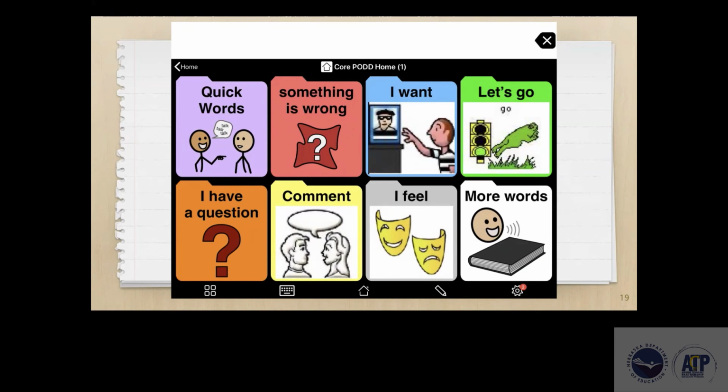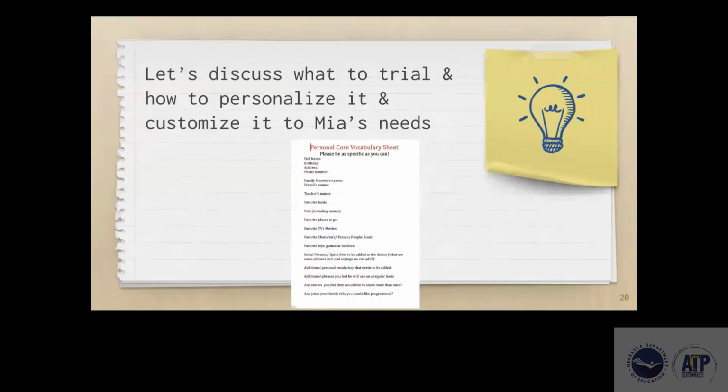So you walk through and you say, is it a quick word? If they say nothing or say no, you go to the next one. Is something wrong? They don't say anything, you go to the next one. Are you telling me it's something I want? And then you could press I want. And if they say yes, or they respond that way, you press I want, and then it goes to the I want page, and you do the same thing. Again, there's an example in a future video called Adapting Core-Based AAC Systems.